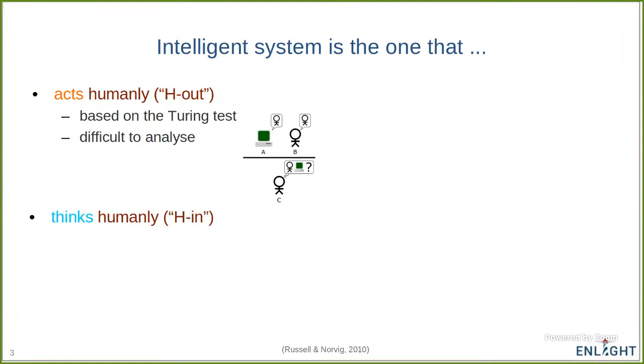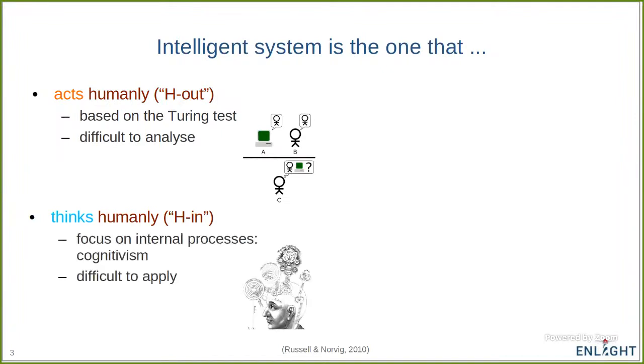The alternative is thinking humanly, whether the intelligent system thinks humanly. So we are trying to look inside the system. This was brought in by the cognitive science approach that replaced behaviorism in order to try to understand the internal processes that are going on in the human mind. But again, this is an approach that in general is difficult to apply.